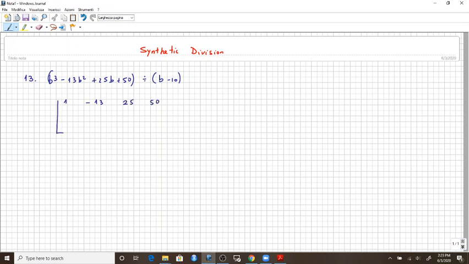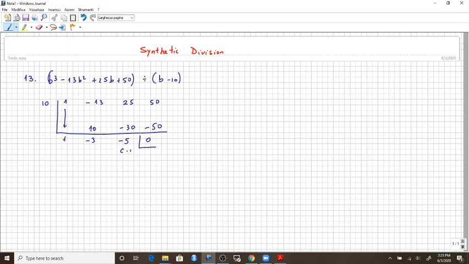I'm going faster because again I'm assuming that you already worked these problems and you're just checking your work with what you did. Okay, so here I have a 10. We bring down the first number 1. 1 times 10 is 10. Negative 13 plus 10 is negative 3. Negative 3 times 10 is negative 30. The difference with 25 is negative 5. Negative 5 times 10 is negative 50. Again, a remainder of 0.